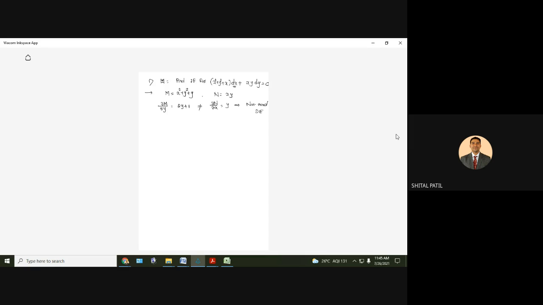Second, is it in the form of function of xy? Is the degree of x and y same in every term? No, it is not so. See x square, the first term. Degree of x is 2, degree of y is 0. So it cannot be a function of xy.